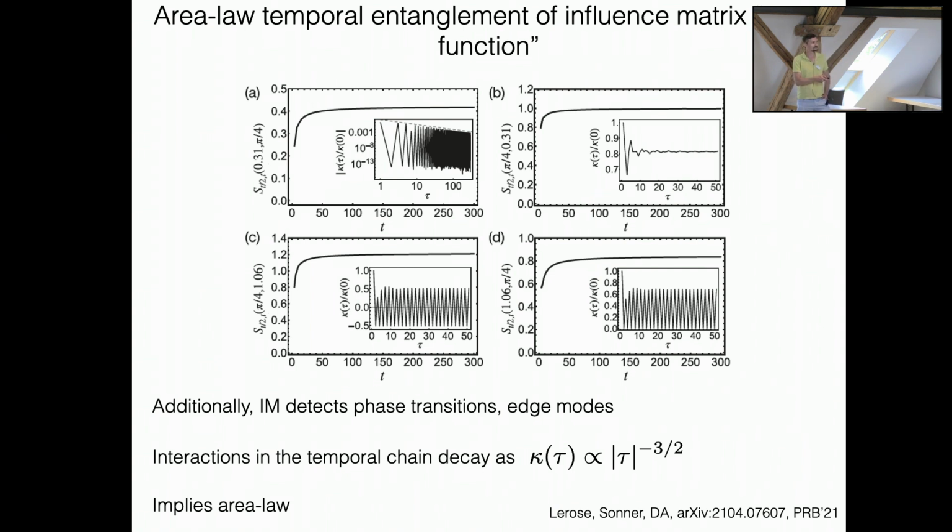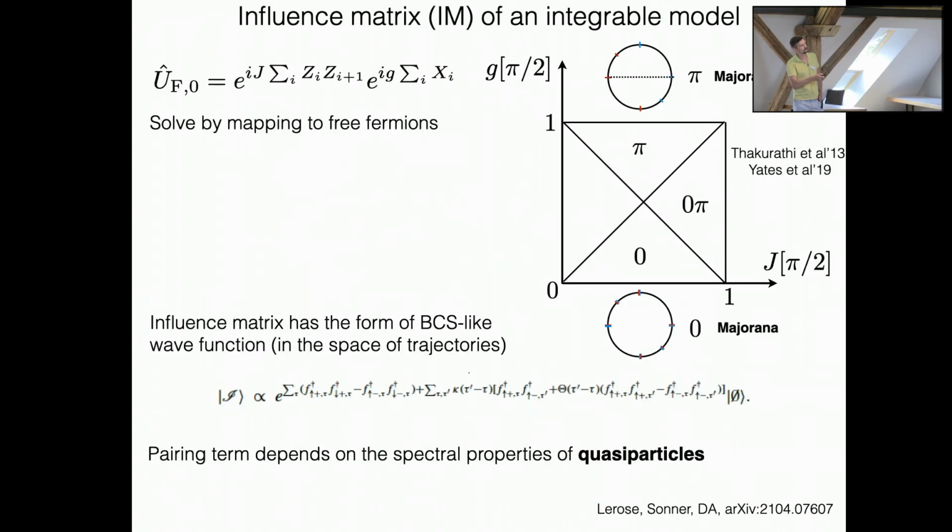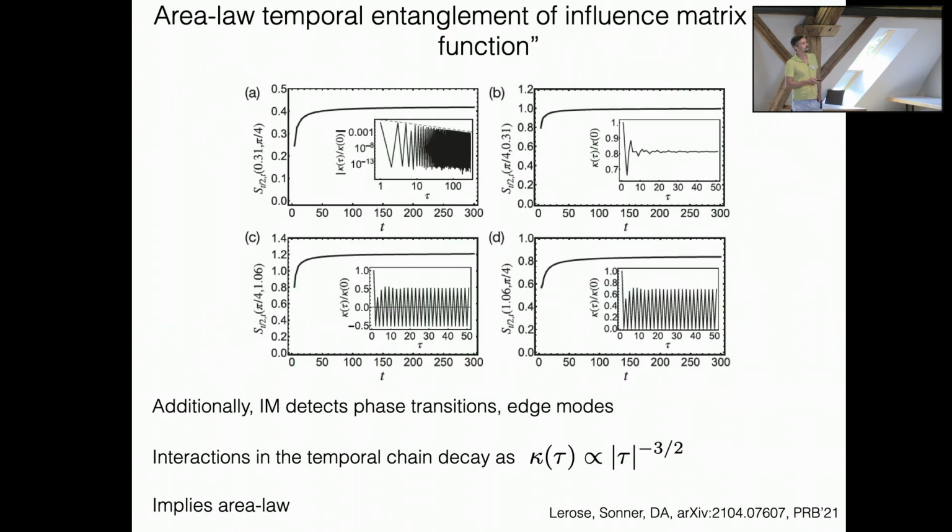Most importantly, what you find is that this pairing in the BCS wave function decays sufficiently fast. In this case it decays as a power law in time, fast enough to expect temporal area law entanglement. Here I'm illustrating it for four points in different corners of the phase diagram. You see that in all cases the scaling of temporal entanglement with evolution time is favorable: it saturates, and it is an area law.